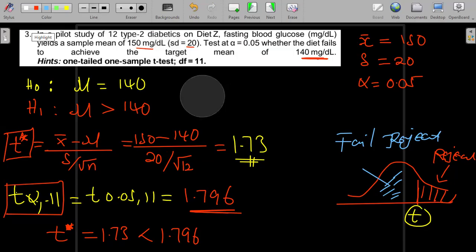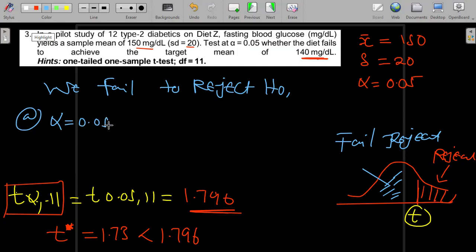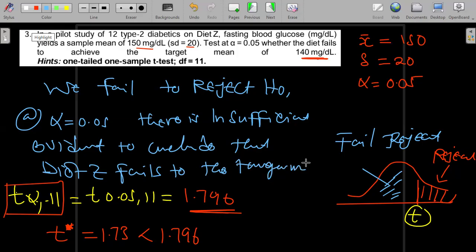Our conclusion there will be, let's write it on top here: since the t calculated is less than the t critical value, we fail to reject H0, and we conclude that at a significance level of 0.05, there is insufficient, or not enough, evidence to conclude that the diet Z fails to meet the target mean of 140. So that's how we're going to conclude there.